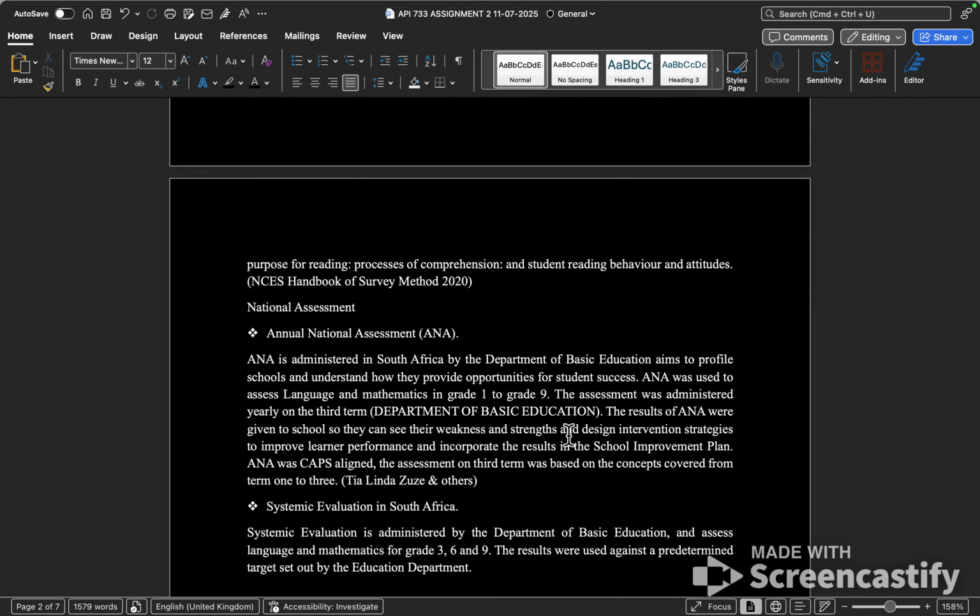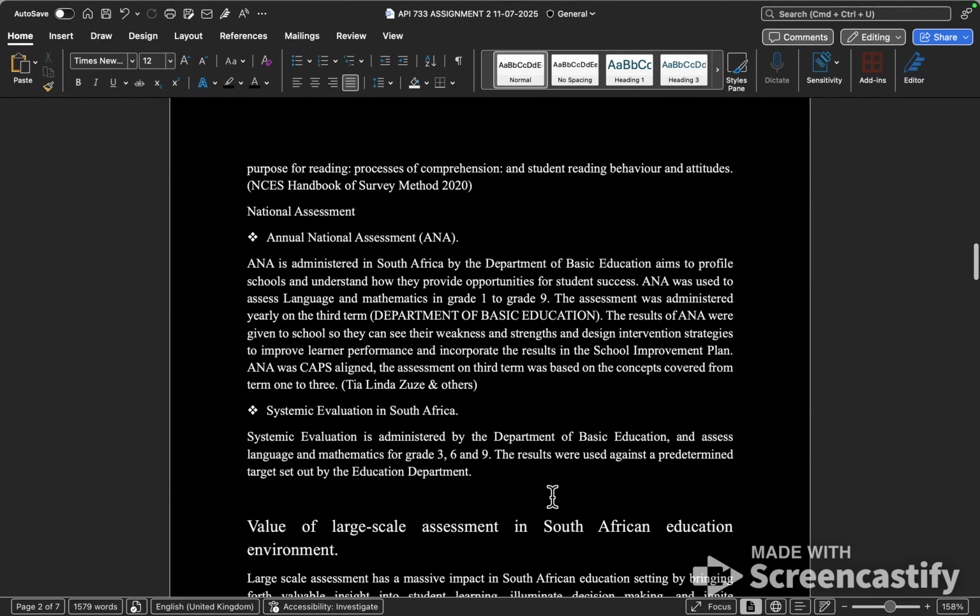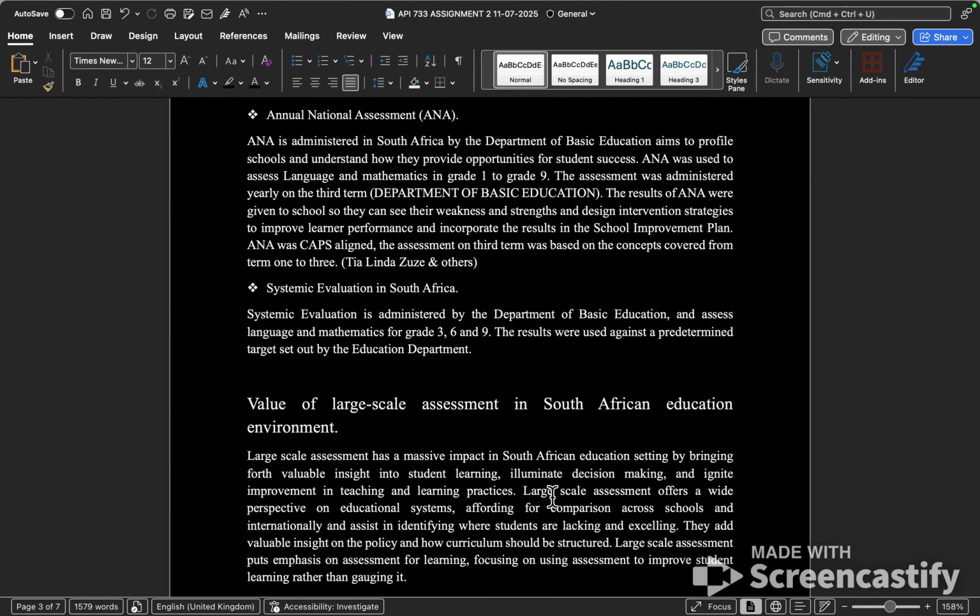So ANA is CAPS aligned and is administered on the 3rd term of an academic year. Which means the assessment comes from the concepts that were covered from term 1, term 2 up until term 3. However, ANA is no longer administered in South Africa due to dynamics that ensued and the outcry from other schools about the unfair assessment. However, it has been halted.